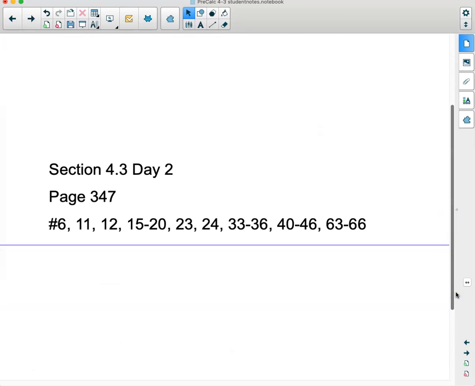So for now, for section 4.3 day 2, we have an assignment up there, which again, it's on Schoology. I am still sending out the Schoology updates every day. So the assignment's on there. It's in Schoology in about 8 different places.